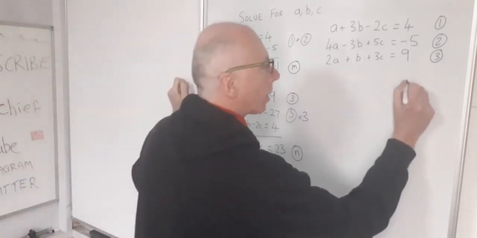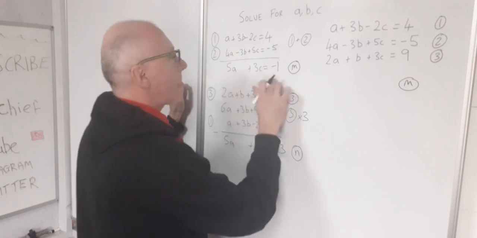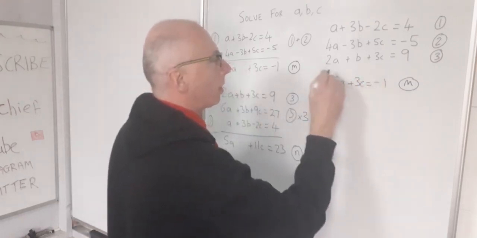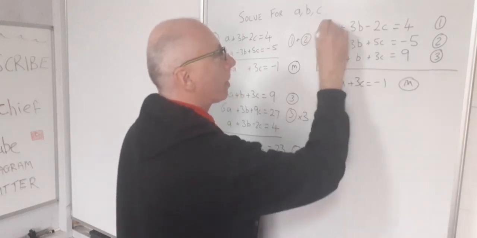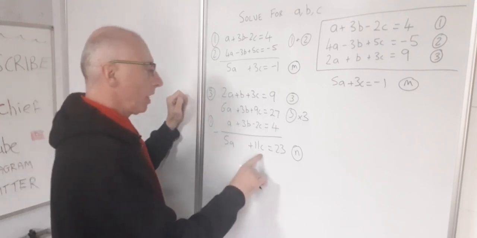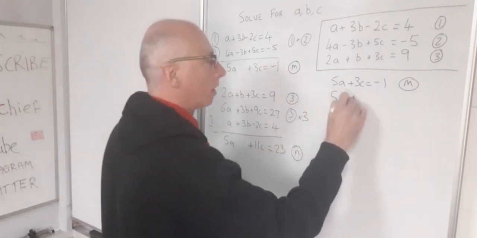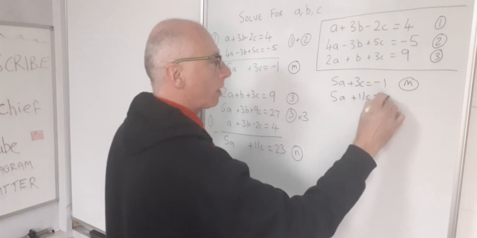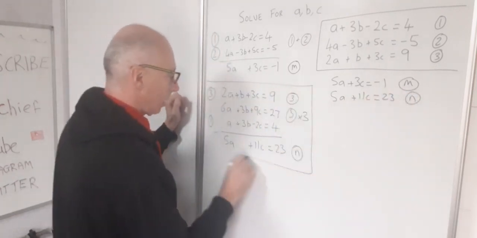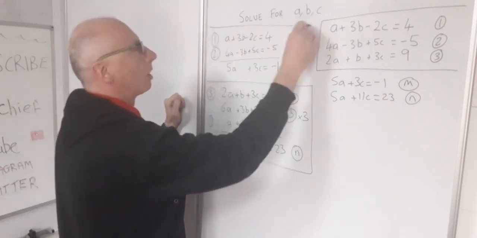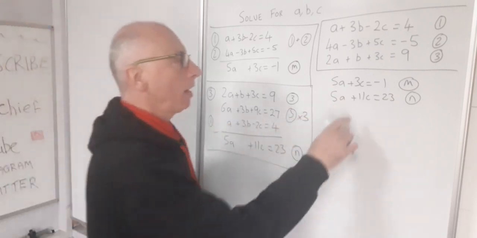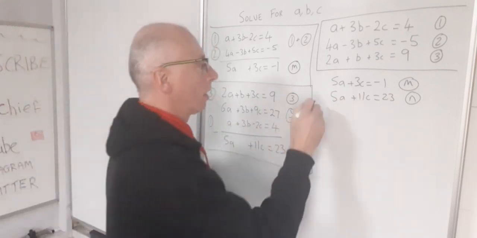So equation m is 5a plus 3c equals minus 1. Let's keep all these separate. Now here I've got 5a plus 11c equals 23, and that's equation n. Okay, now if I subtract these, I'll get the a to disappear, and hopefully I'll be able to solve for my c. So let's subtract.